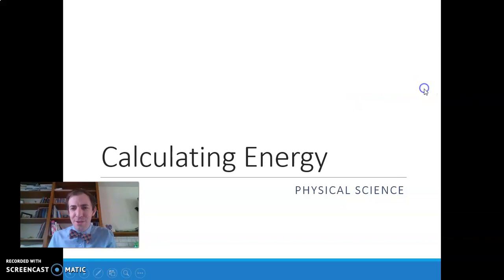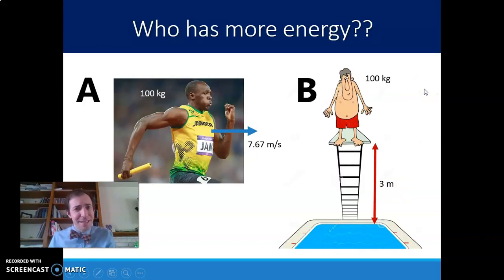So if we look at energy, there's, like I said, different types of it. Usain Bolt here has energy of motion because he's moving at about 7.67 meters per second. This dude on top of a diving board has energy of position due to his position and gravity, based on the fact that he is 3 meters up in the air. Now, we could quantify both of these energies to compare them to each other, even though they are different types of energy.